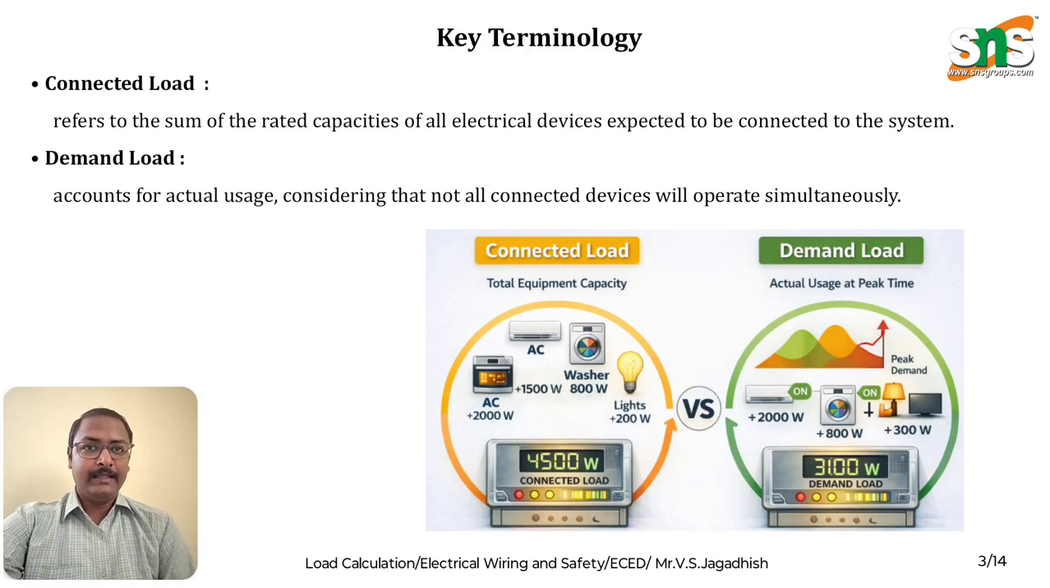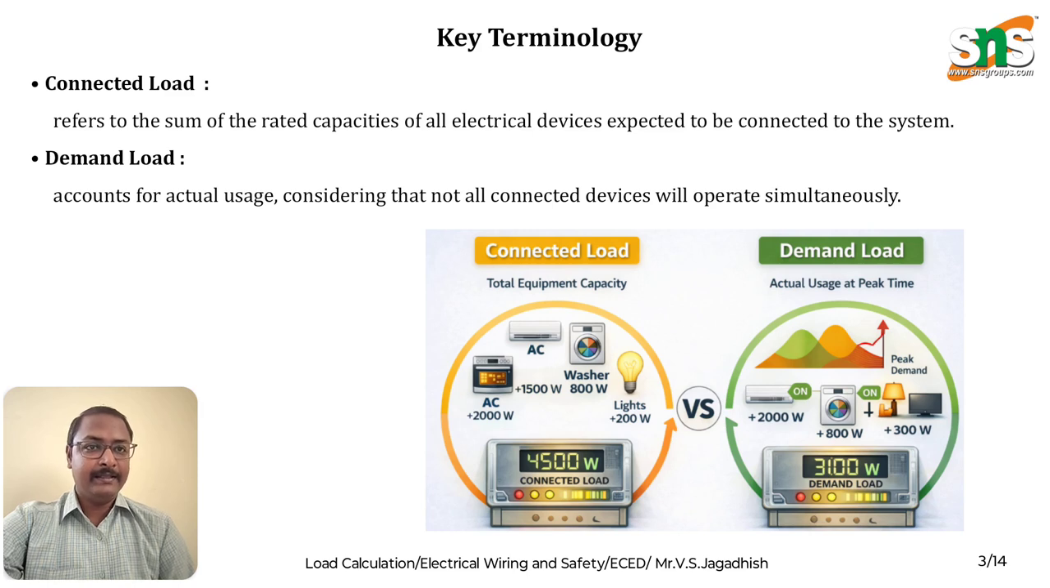Now let's move on to a few more details on the load. We have to know the key terminologies in order to properly calculate the answers for the given cases or problems. The first kind of load is called connected load. I have given a brief note on what is meant by connected load. It refers to the sum of the rated capacities of all electrical devices expected to be connected to the system. I have also given a picture in this slide for better understanding.